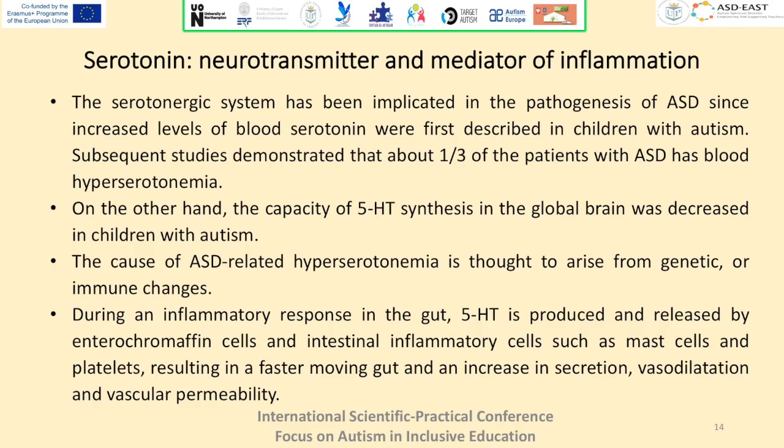The cause of ASD-related hyperserotoninemia is thought to arise from genetic or immune changes in the body. During an inflammatory response in the gut, 5-hydroxytryptamine is produced and released by enterochromaffin cells and intestinal inflammatory cells such as mast cells and platelets, resulting in a faster moving gut and an increase in secretion, vasodilatation, and vascular permeability.